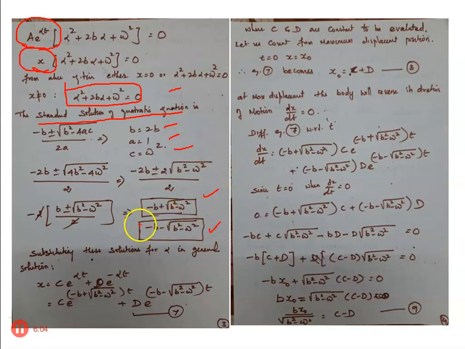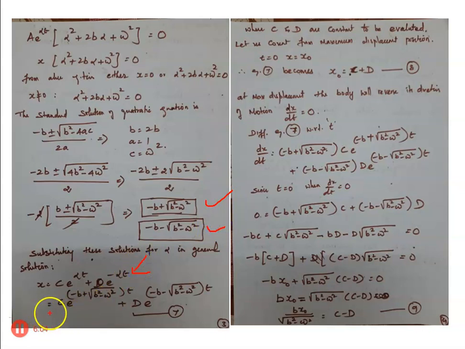Substitute these two solutions in the general solution of the second order differential equation. Last class itself we have seen the general solution: x is equal to c e power alpha t plus d e power minus alpha t. These are two solutions of this equation, one is plus alpha, another one is minus alpha. So substitute those two values here. You will get x is equal to c e power minus b plus square root of b square minus omega square into t plus d into e power minus b minus square root of b square minus omega square into t. The unknown parameters c and d we have to determine by applying the conditions.